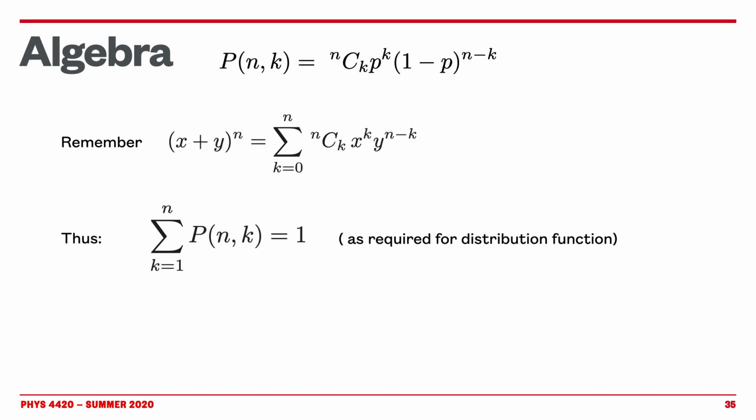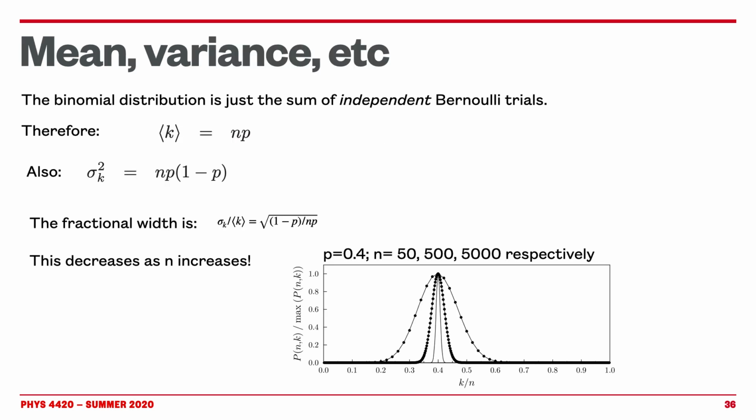Now we are going to check what the average is, and then we are going to check what the variance is. Because the binomial distribution is the sum of independent Bernoulli trials, remember that? This is exactly what we did. We just sum over all the possible Bernoulli trials. We know the formula for this.